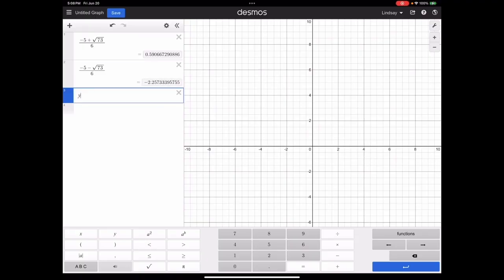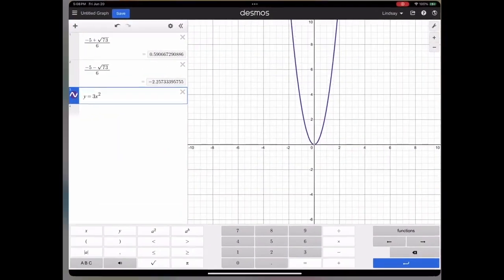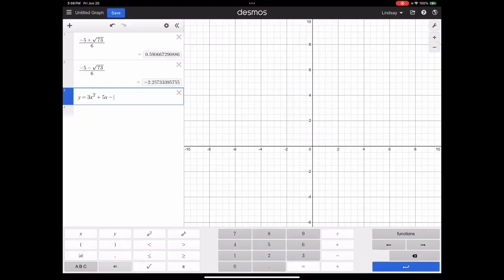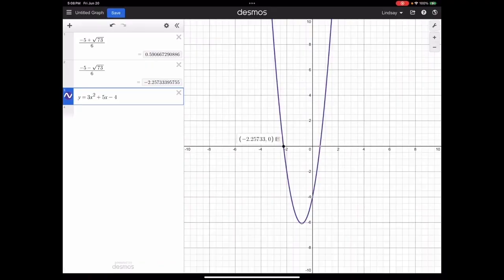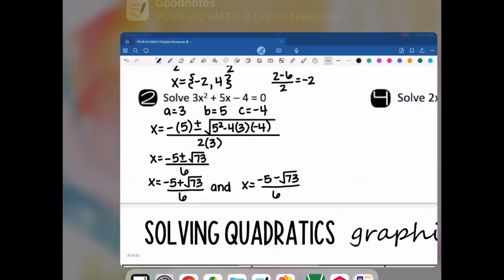So if I type this in and I say 3x squared plus 5x minus 4, I can see that it crosses the x-axis, but it's irrational numbers, which is why that square root of 73 is creating an irrational, non-terminating decimal. So if I look right here, I have the negative 2.257 and so on, and I have the 0.59, and of course Desmos is going to round it because it can't continue the decimals on. So we did find the correct answers there.